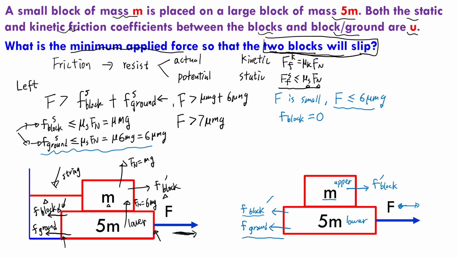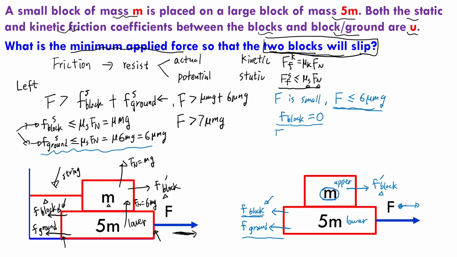But if this friction force exists, there is a reaction force here, and that's the only force on this small m. So this small m would move to the right if this friction force exists. So that's why when the force is small, when it's smaller than 6 mu mg, the friction force from the upper block should be 0.